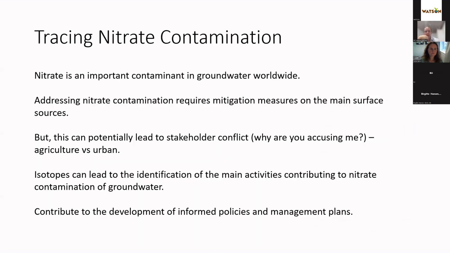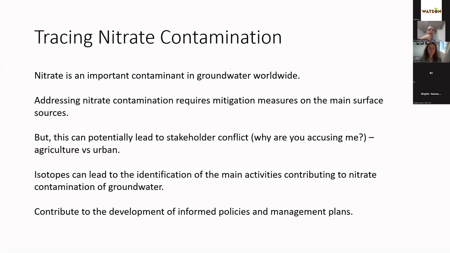The second case study is tracing of nitrate contamination, where nitrate is definitely an important contaminant in groundwater worldwide, not just in Malta. Addressing nitrate contamination requires mitigation measures on the main contaminant sources. But even here, determining the source of contamination when you have different users and different applications of nitrate can be important because it can lead to stakeholder conflict. So why are you accusing me when there are other users?